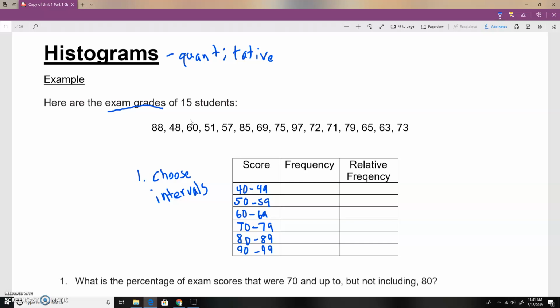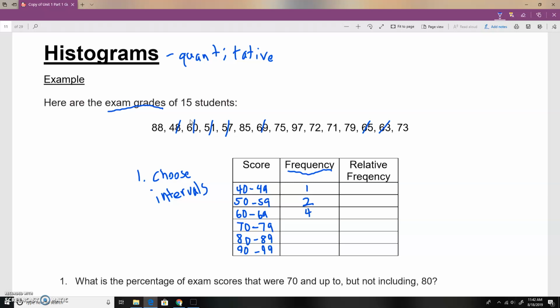Okay. Now frequency is how often each one shows up. So we simply go through and count. Now what I like to do is mark them off as I count. So for my 40s, 40 to 49, I have 48. And that's our only one. So there is one of those. For our 50s, we're going to go through and count. We have 1, 2 in the 50s. Then in the 60s, we have 1, 2, 3, 4. So we would have 4 as our frequency there.